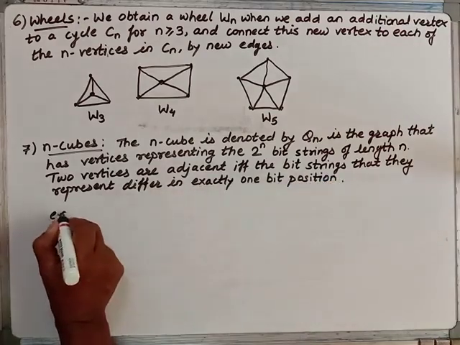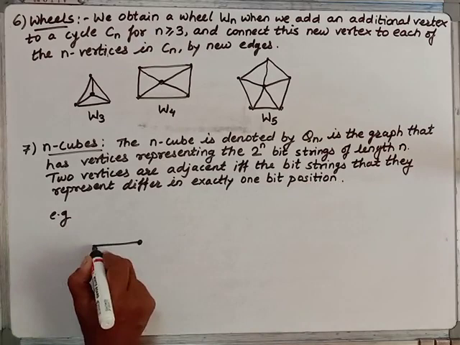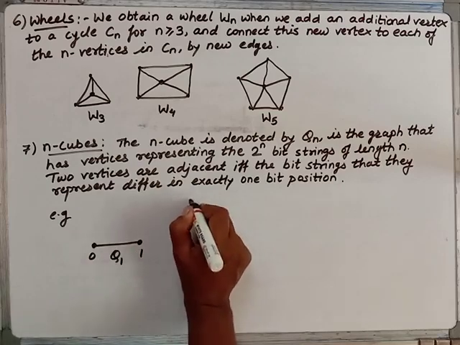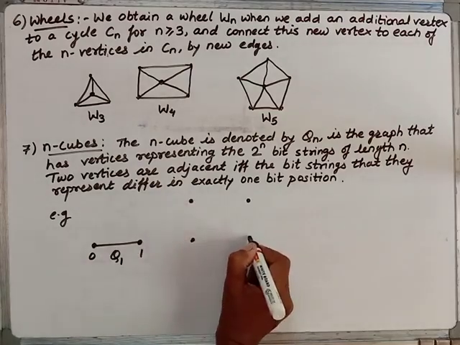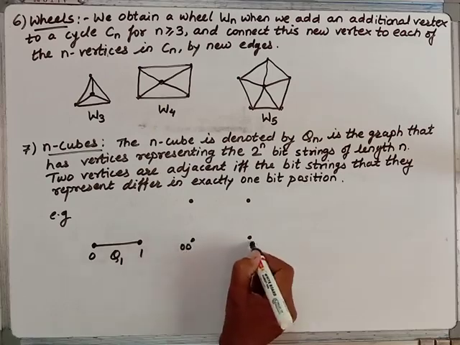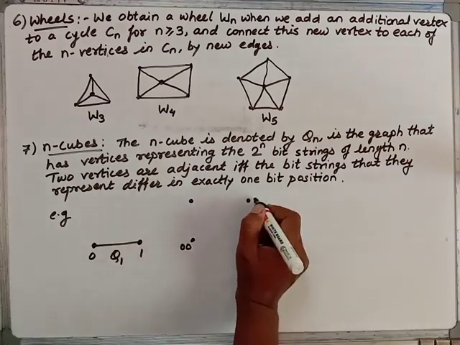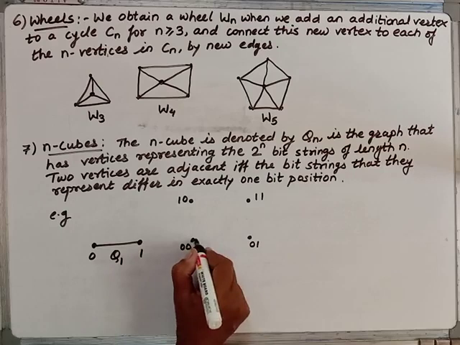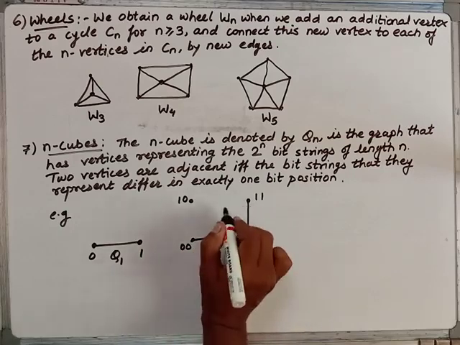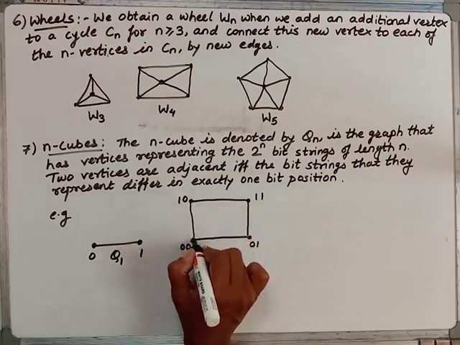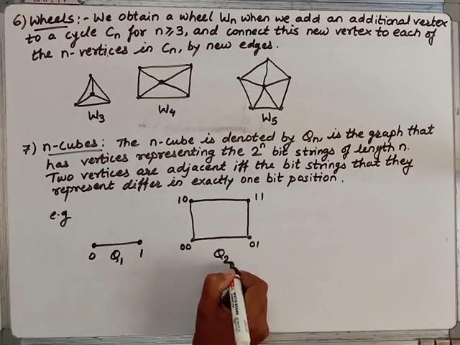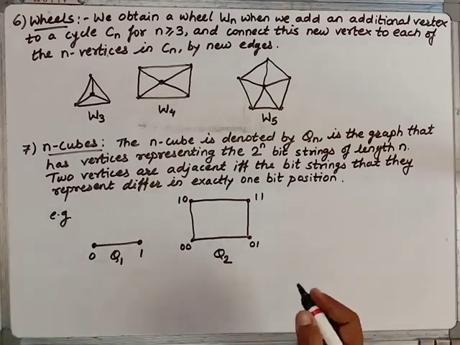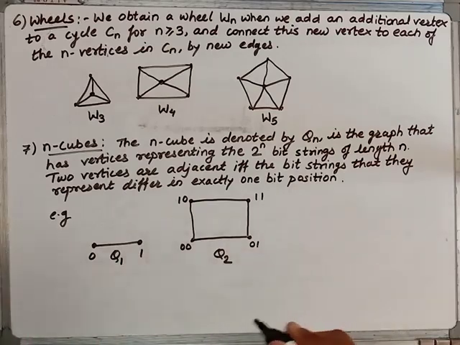Let me give an example. 0 and 1 is here. This is Q1. Then this 0 0, 0 1, this is 1 1 and here 1 0. Then this is Q2. The difference is exactly 1 bit. Similarly, you can obtain the others also.